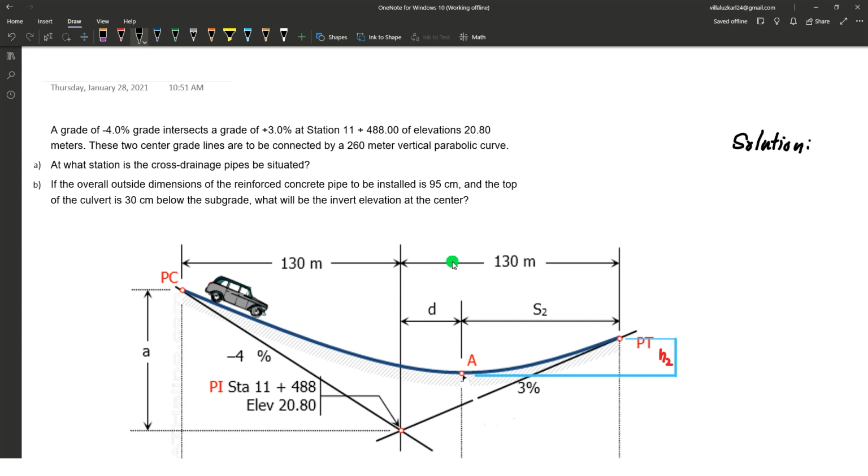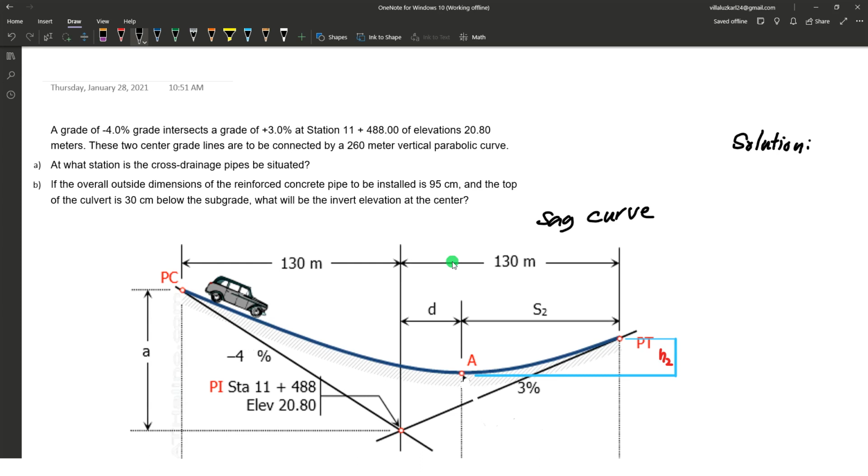In the problem, it is not mentioned that the parabolic curve is unsymmetrical, so we can easily assume that this parabolic curve is a symmetrical vertical curve. Given are the grade of negative 4%, which is the back tangent, and the forward tangent of positive 3%, which means that we will form a sag curve here. This is a sag curve, the opposite of a summit curve.